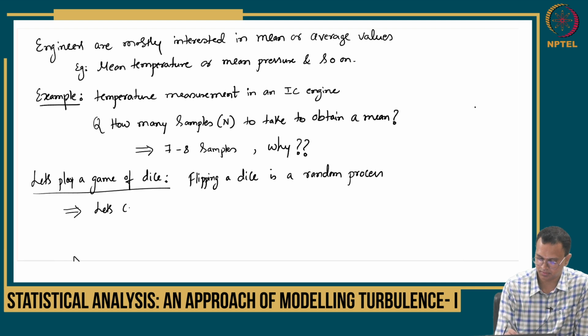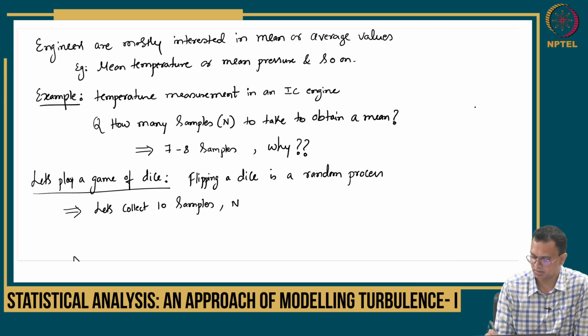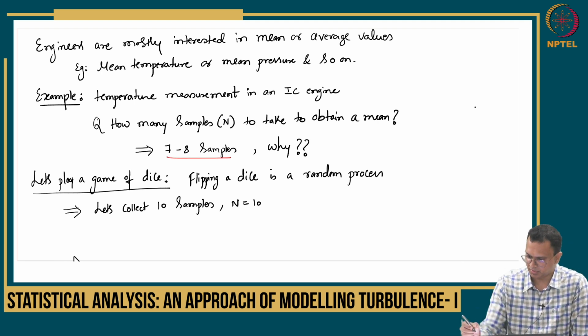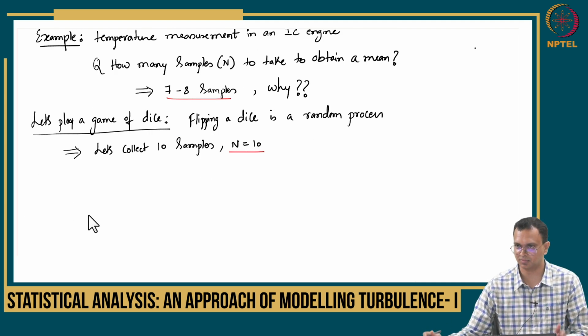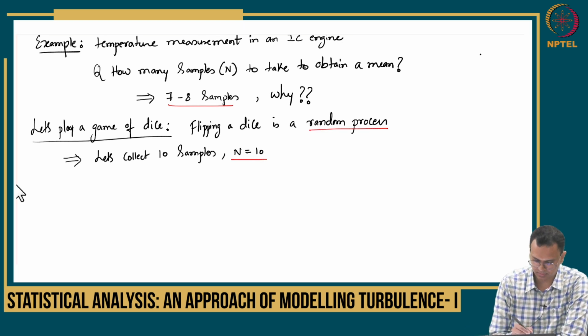So let's collect 10 samples. That is n equal to 10. Okay, since you all said 7 to 8, let's take 10 samples. And then please also obtain the mean of it. Let's call this experiment 1. Okay, so experiment 1 done by one student.